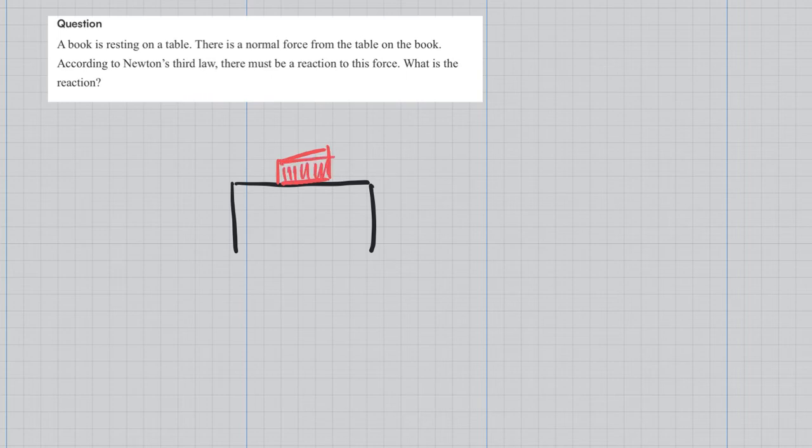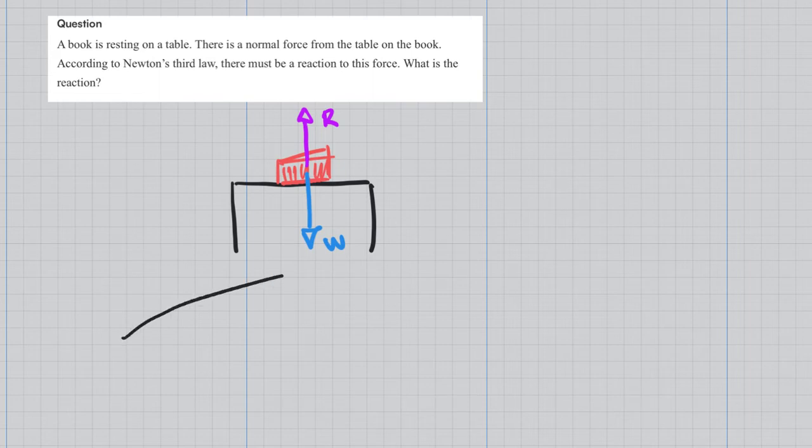so here's our book. The forces on the book are going to be the force of gravity, or the object's weight, as well as our normal force. Let's actually do this in a different color. Our normal force is going to be up, and we'll designate that with an R or Fn. It really doesn't matter. Now, let's look at the reaction pairs that go with these two forces.